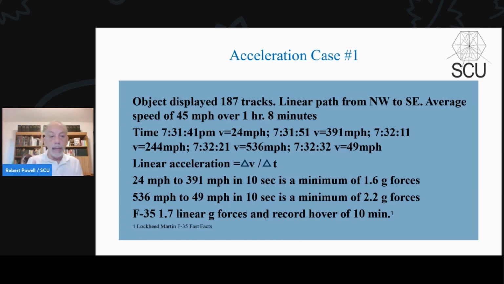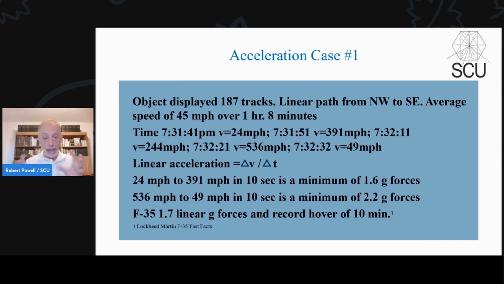Using the basic acceleration formula, calculating linear acceleration, the g-forces, especially when it went from 536 to 49, were a minimum of 2.2 g-forces. The reason I say minimum is the radar only rotates every 10 seconds. It could have decelerated in 5 seconds or 1 second. We don't know, because all we know is that at least within 10 seconds, it had dropped to that speed. So that means the minimum g-forces were 2.2.